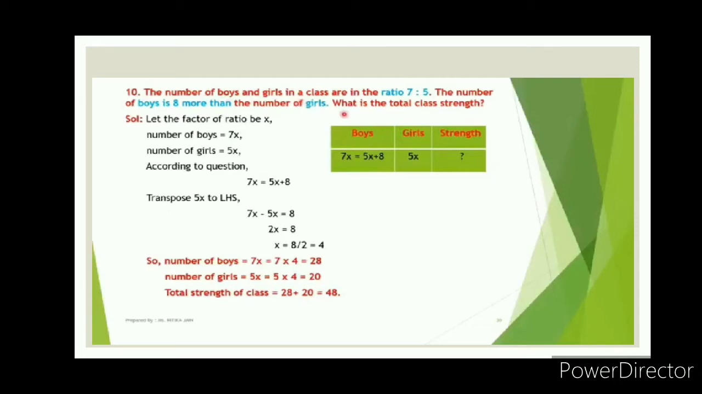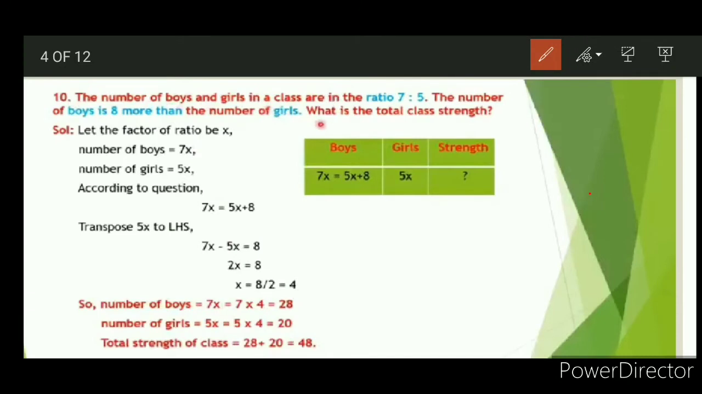Yeah, with the first sentence we have to frame the terms. In the first sentence, the number of boys and girls are given in ratio. They are not the actual number of boys and girls, so we have to multiply it with the common factor. That common factor, what is that, we don't know. First we have to assume it as x. Let the factor of ratio be x.